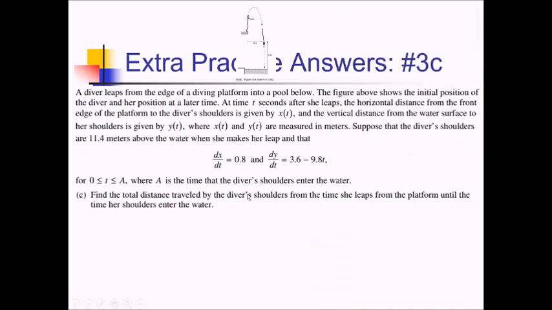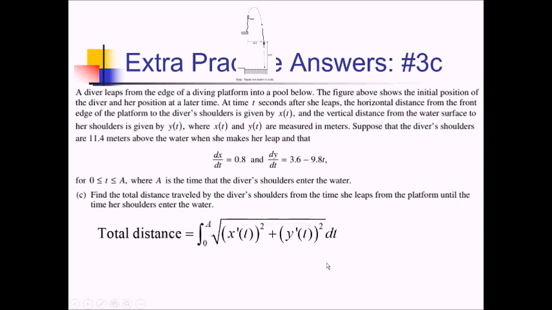On this part of the problem, we want the total distance traveled by the diver's shoulders, which is kind of a weird way to phrase it, from the time she leaps until the time she enters the water. So we're asking for basically the integral of speed on this one if we're asking for total distance in kind of a two-dimensional space. So I'm going to need an integral from 0, the time she jumps, to a, the time she lands. And then I need to take the square root of, we're going to need x prime of t squared plus y prime of t squared with a dt. Let me plug that in the calculator.